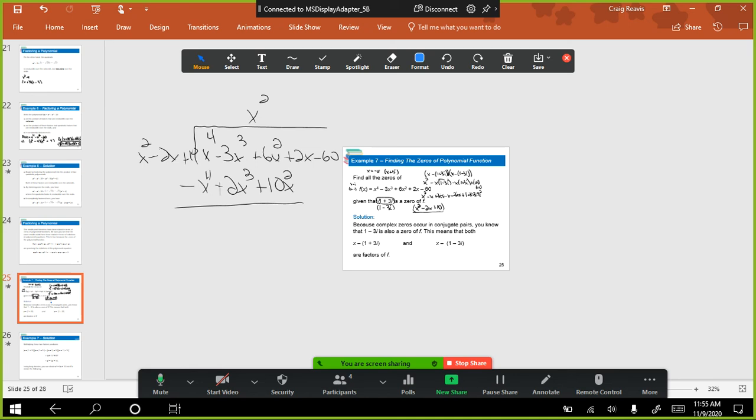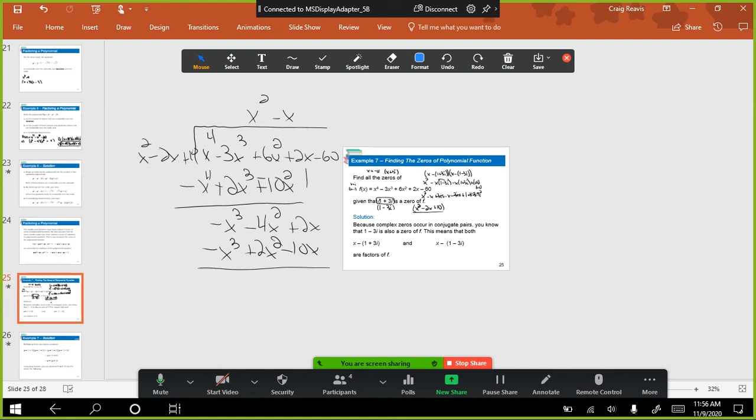I change the signs, add them together. I've got negative x cubed minus 4x squared, and then I drop down the next one, plus 2x. Now, x squared times what is negative x cubed? Negative x. So it would be negative x cubed plus 2x squared plus or minus 10x.